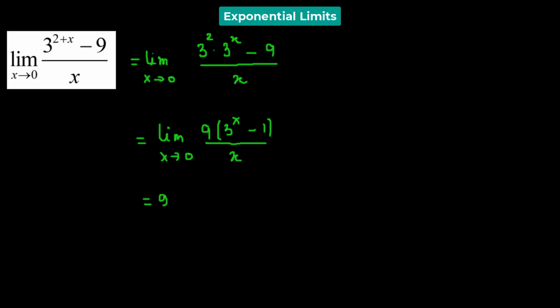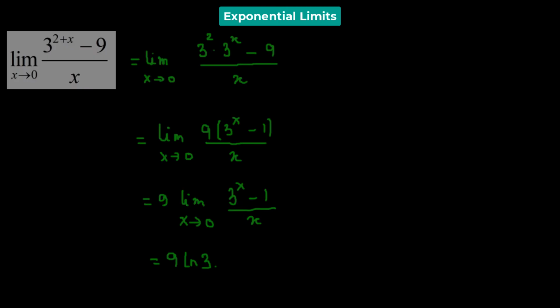9 being a constant, we can pull it out of the limit. So we have 9 times the limit of 3 raised to the power of x minus 1 over x, when x approaches 0, which by definition is going to be natural log of 3. So 9 log 3 is the limiting value of the given exponential function when x approaches 0. Let's move on to the next question.